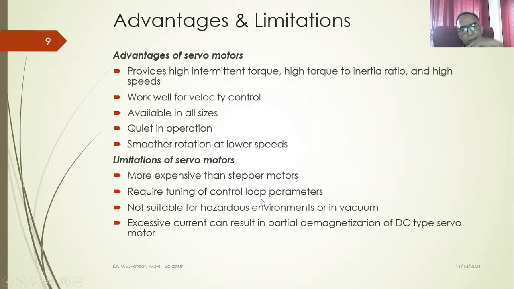Limitations are there. These are more expensive than stepper motors. They require tuning of control loop parameters. They are not suitable for hazardous environments or in vacuum. Excessive current can result in partial demagnetization of a DC type of servo motor. So these are a few limitations. As I told you, for my particular mechatronic application, I need to select the proper electrical drive depending on my speed, torque, position requirements, and the environment under which my mechatronic device is going to work. Accordingly, I have to select one of the electrical drives out of DC motors, AC motors, stepper motors, or servo.